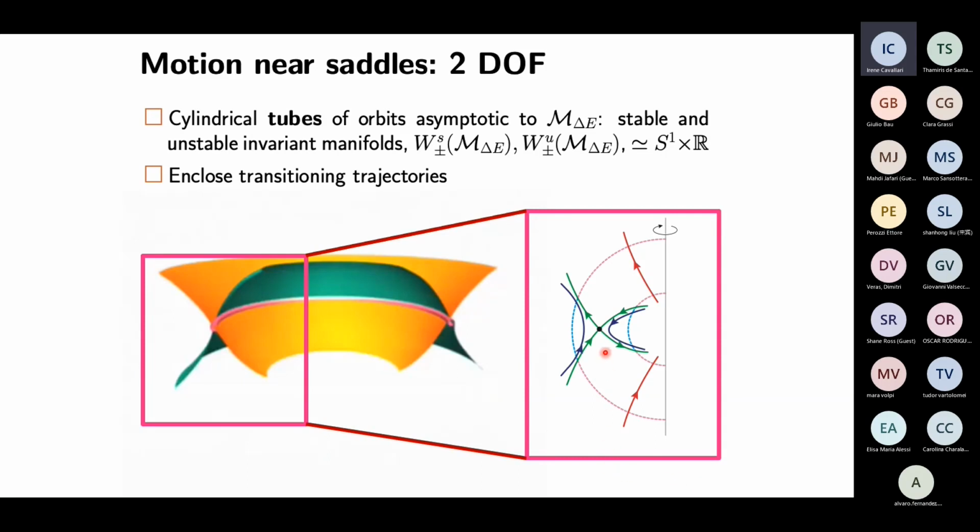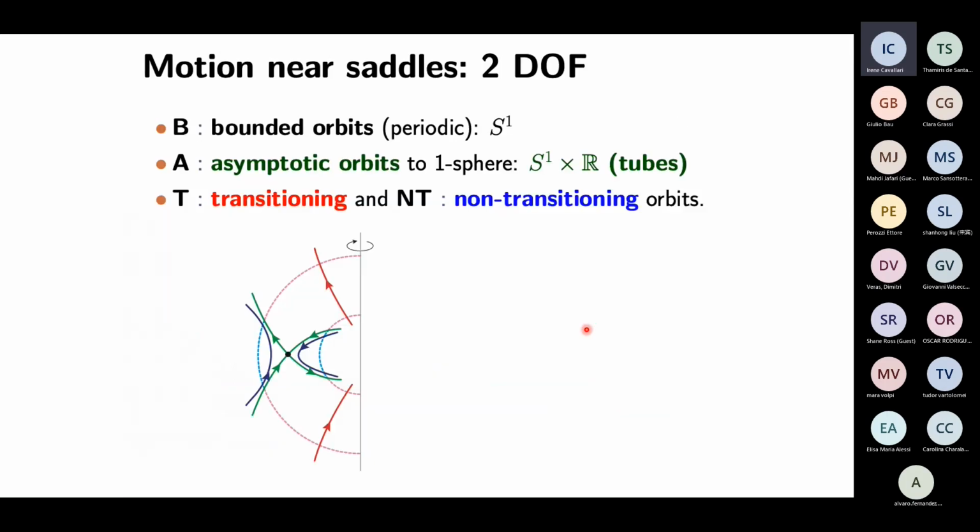We're looking at just a cross section. So this dot in the middle is the Lyapunov orbit. And then we have trajectories in green that are asymptotic to and away from that point. The blue trajectories, we call those non-transitioning because they go back to their region of origin, and the red ones are transitioning.